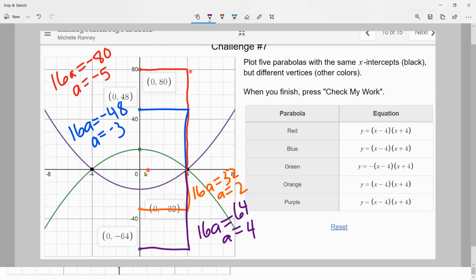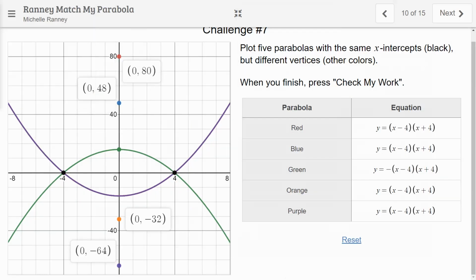Again, for each of these, I was 4 away from my vertex. So from that vertex, I should have gone up 16. But here I went up 64. Here I went up 32. Here I went down 48. Here I went down 80. That's one way to come up with your stretch. So let me just add those into our equation.